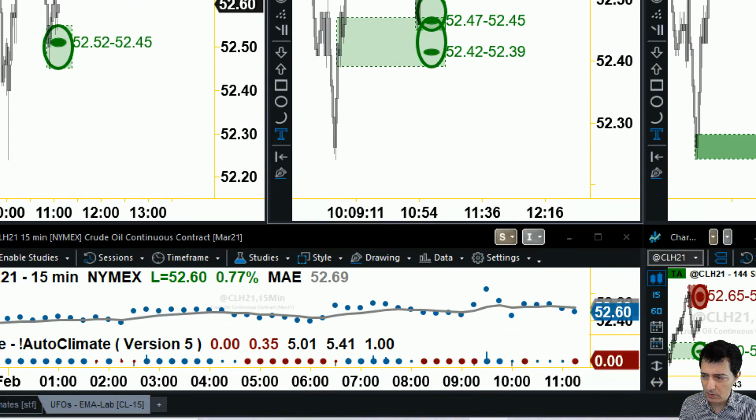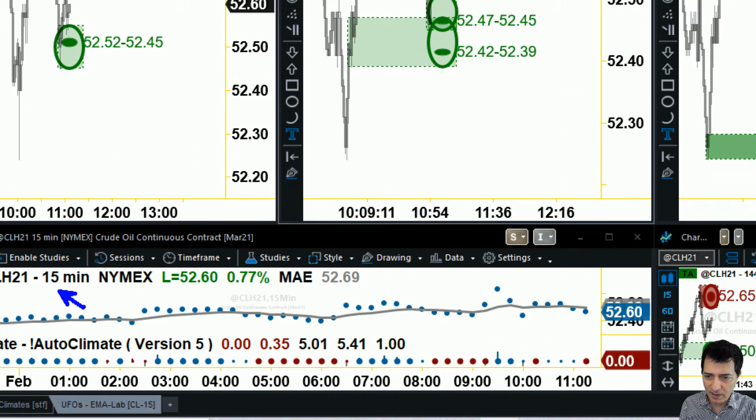I'm loading the climate here on the 15-minute time frame. The climate is telling us thick and red. What does that mean? It means it's confirmed. That's the meaning of thick instead of thin, like the dots before. They're thinner, isn't it? So thick means confirmed, and red means it is a down market.